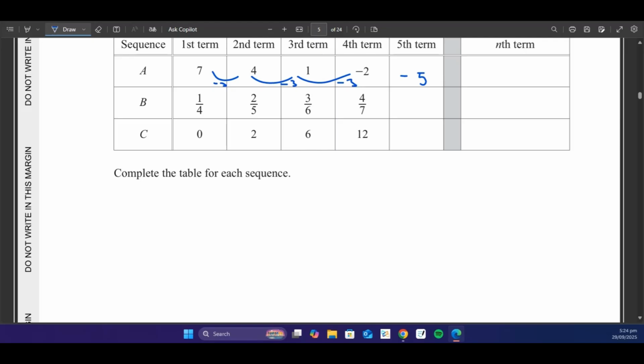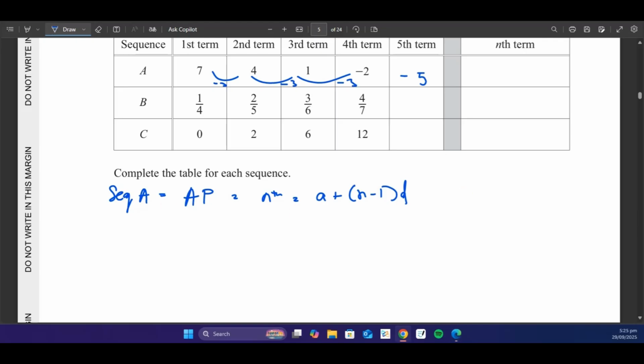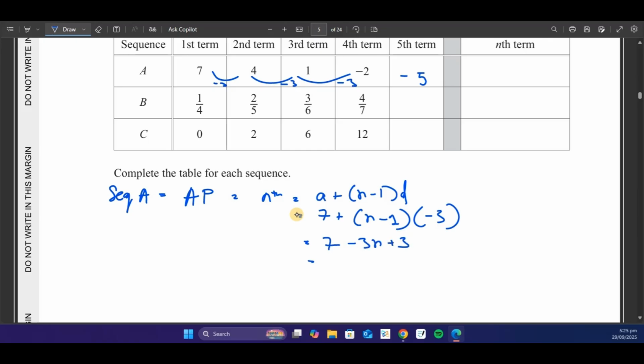Now we need to figure out the nth term. So how are we going to figure out the nth term? For sequence A, an arithmetic progression, the nth term is equal to a plus (n minus 1)d. That's the formula. The first term is 7, and the difference is minus 3. If we solve this, we get 7 minus 3n plus 3. That should give us the final answer of 10 minus 3n. So that's our nth term, 10 minus 3n.